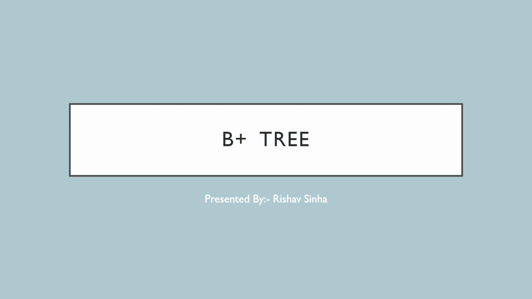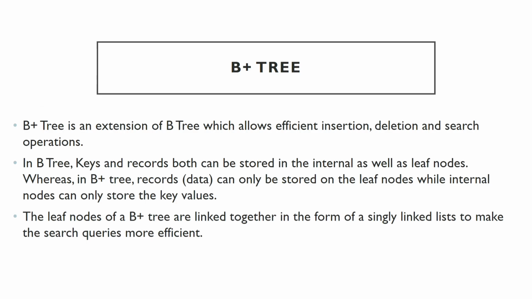Now, the final one is B+tree. B+tree is an extension of B-tree, which allows efficient insertion, deletion, and search operations. In B-tree, keys and records both can be stored in the internal as well as leaf nodes. Whereas in B+tree, records can only be stored on the leaf nodes, while internal nodes can only store the key values. The leaf nodes of a B+tree are linked together in the form of a singly linked list to make the search queries more efficient.